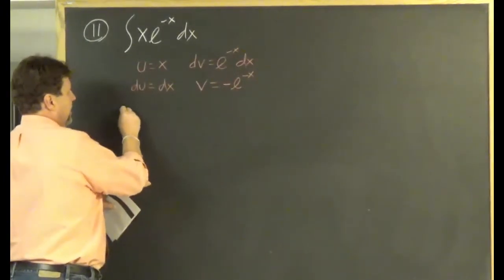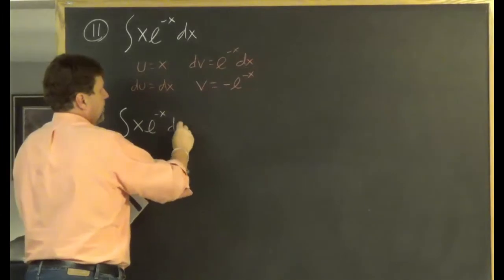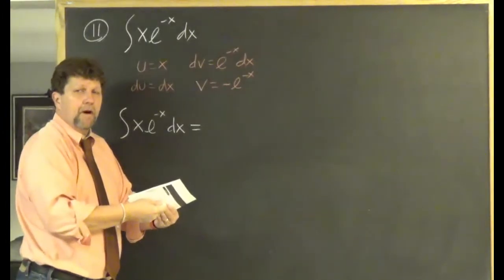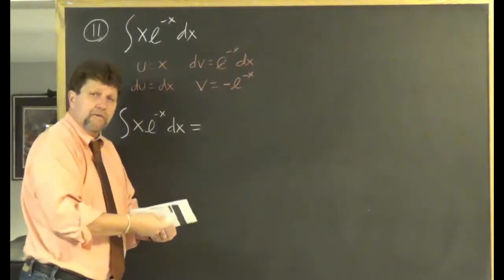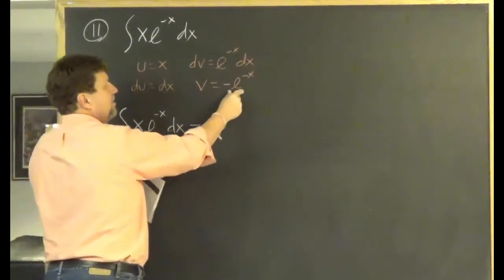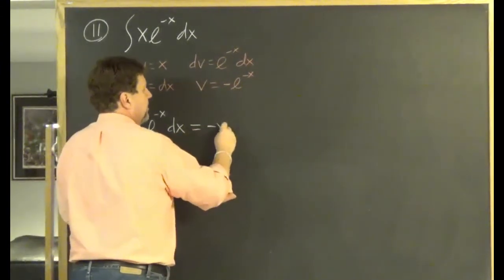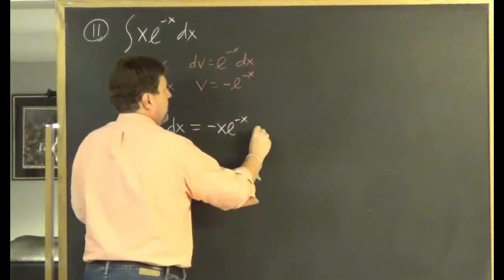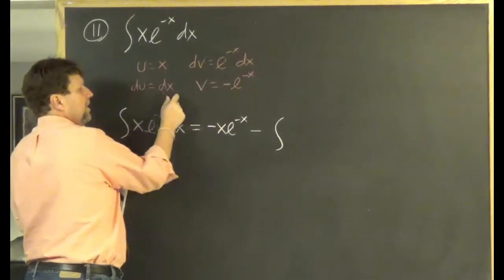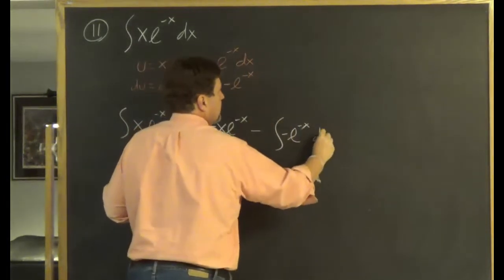And then I got in the habit many years ago, and I showed you this in the previous examples, that I write down the original integral, and now I write the result of cranking it through the integration by parts formula. So the integration by parts formula, it's u times v. So that's x times negative e to the negative x. So I'll write that as negative x e to the negative x minus the integral of v du. So that's negative e to the negative x, and then du is dx.